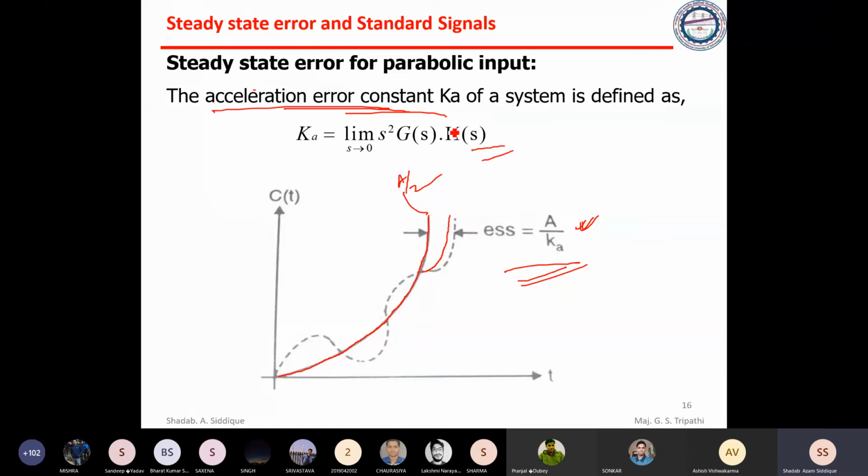I hope this is clear. Is this clear to you? Okay. Yes. Any doubt? Any doubt?